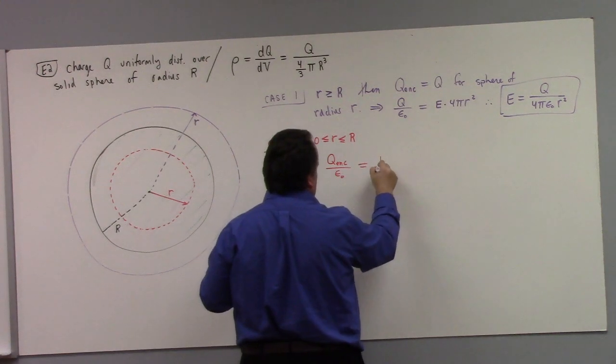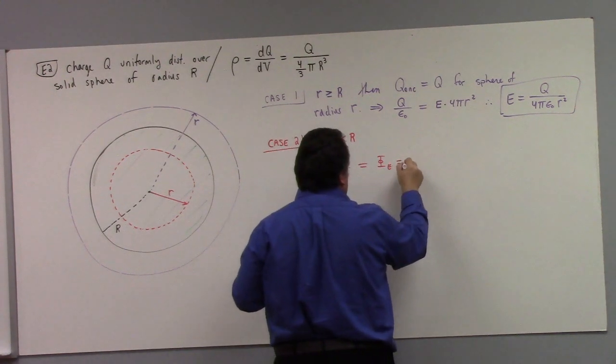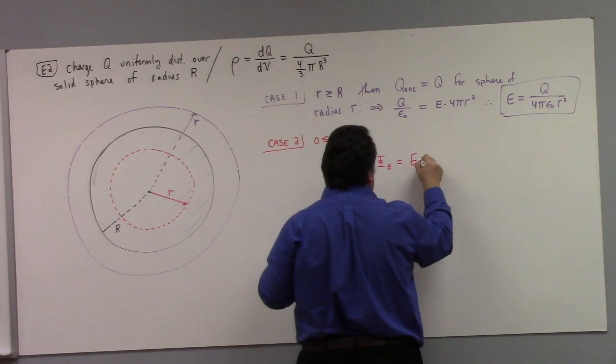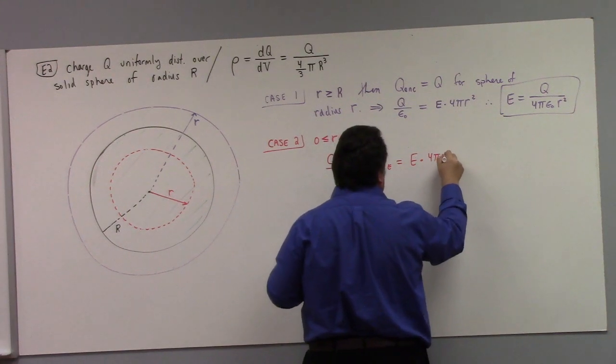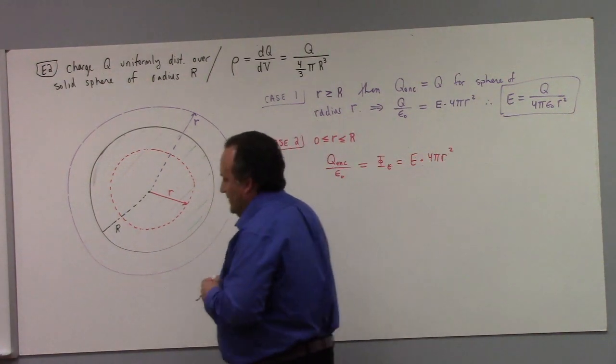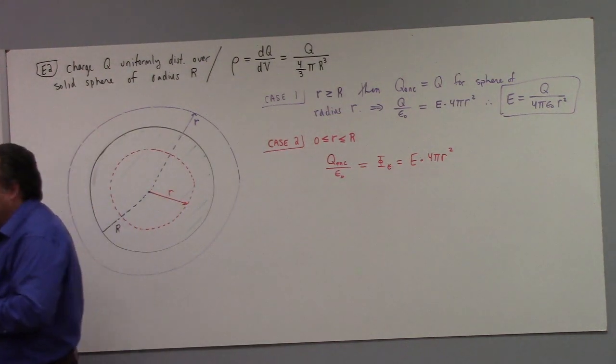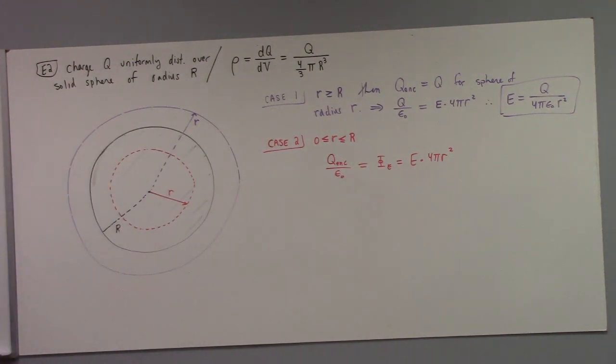It's still going to be equal to the electric flux, but in this case, it's still the case that it's the electric field times 4 pi r squared. You might wonder, do we ever get to the point of having an example where that's not the formula for the flux? The answer is yes, just not yet.